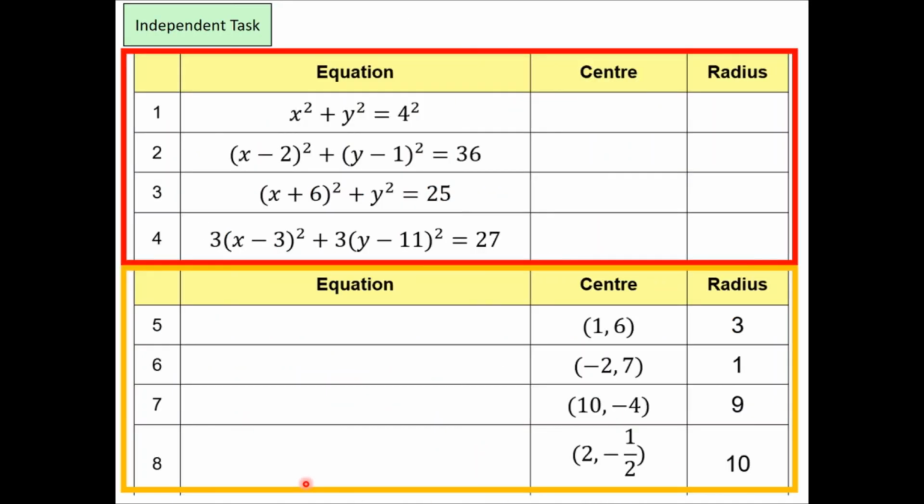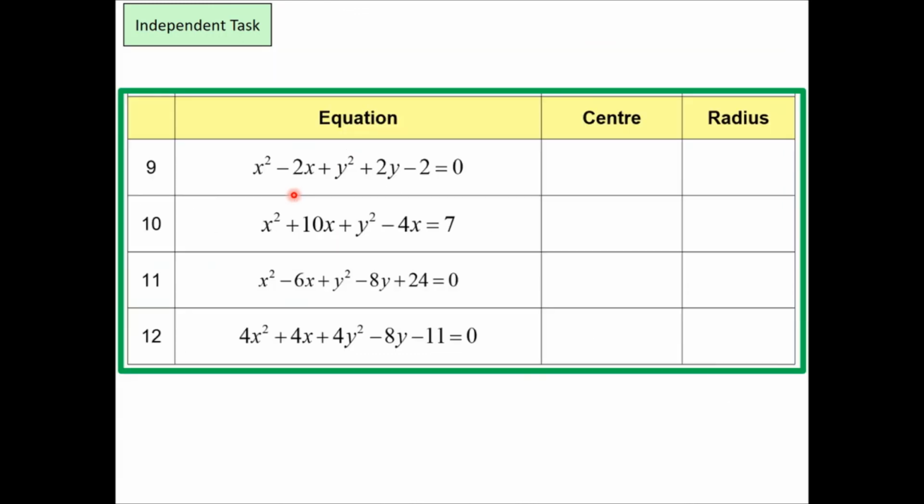The main task for this lesson, it's in 3 sections, red, amber and green. On the red section, I've given you the equation. I want you to work out the center and the radius. The amber questions, I've given you the center and the radius. I want you to write down the simplified equation of the circle, similar to what you've got in the red section.